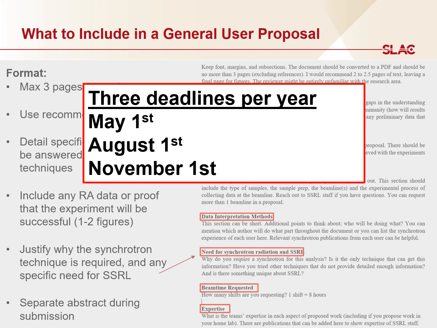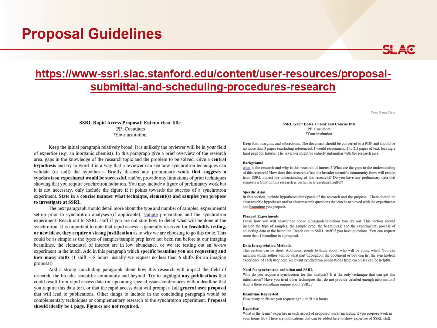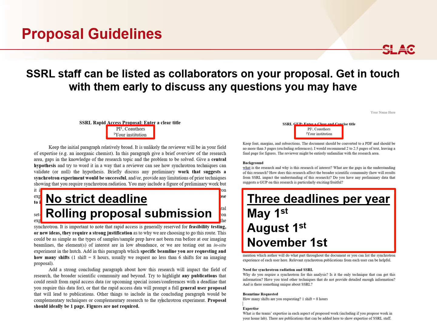There are 3 deadlines per year for GUP submissions: May 1st, August 1st, and November 1st. GUPs will be eligible to submit beam time requests approximately 5 to 6 months after these dates. Guidelines for proposals can be found on the SSRL website, along with deadlines and information on submitting proposals. SSRL staff are a good resource when planning, writing, and submitting proposals. If you require help or need to ask questions, be sure to get in touch well in advance of the general user proposal deadlines.